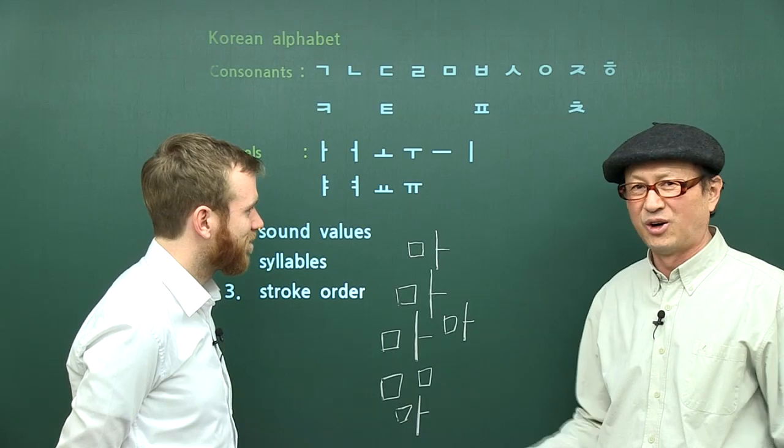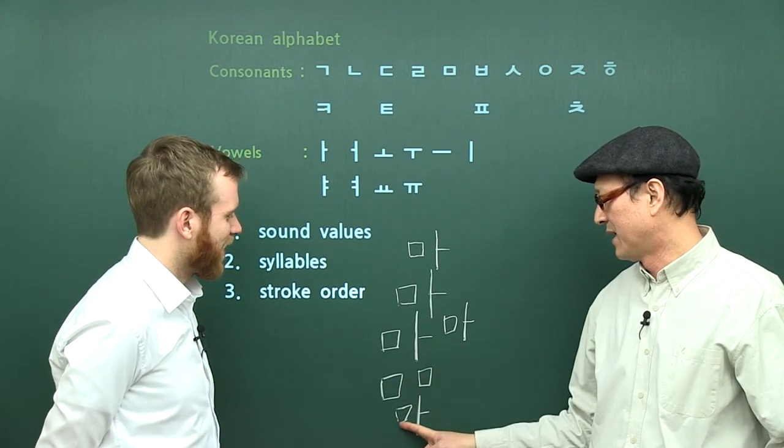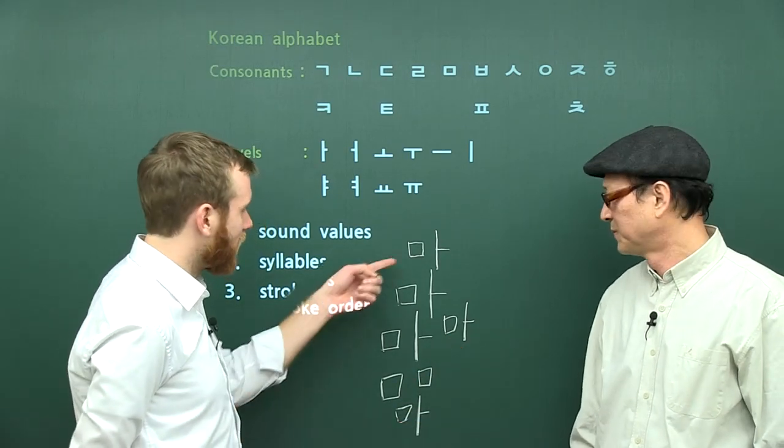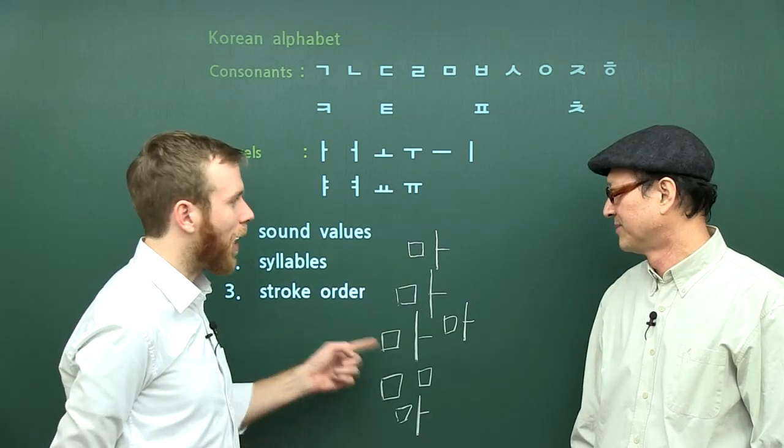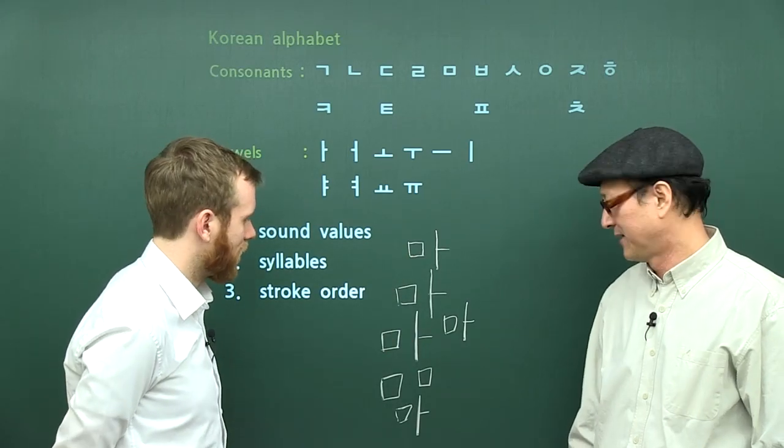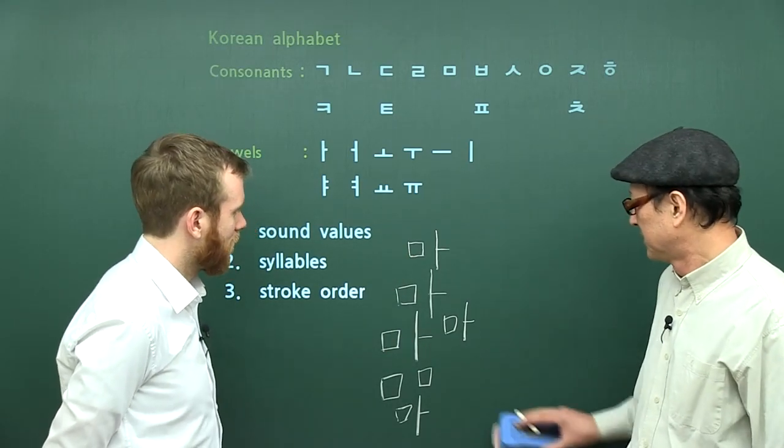All of them, M. And all of them give us the same syllable. Ma, ma, ma, ma. Okay. 다음.